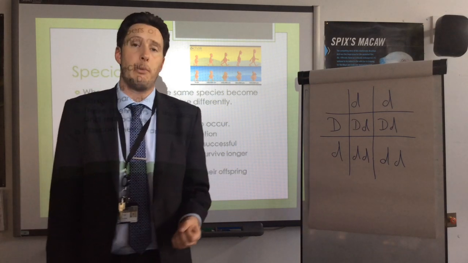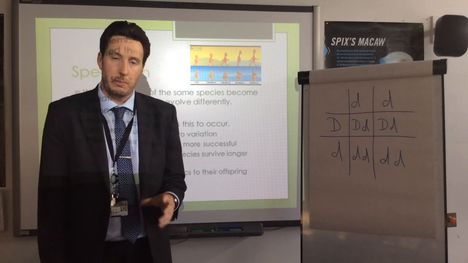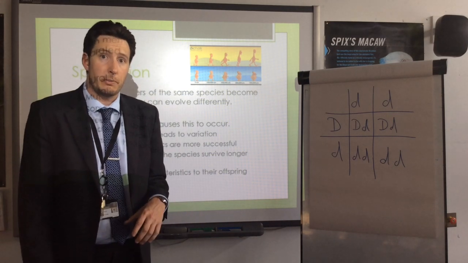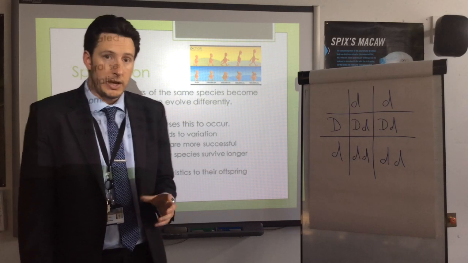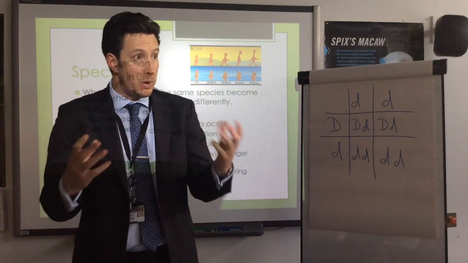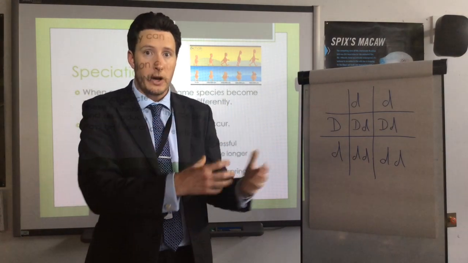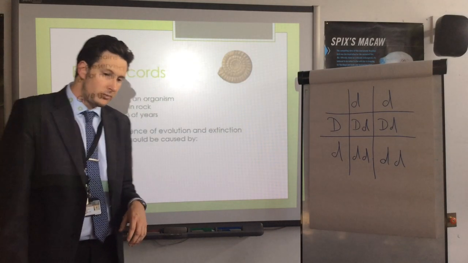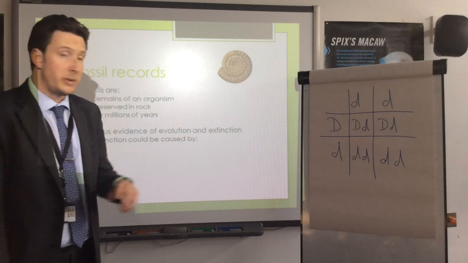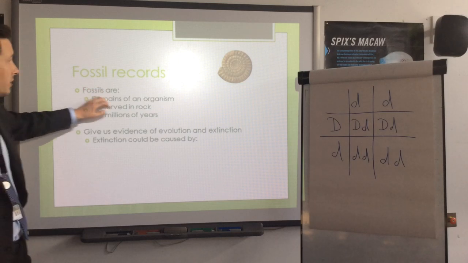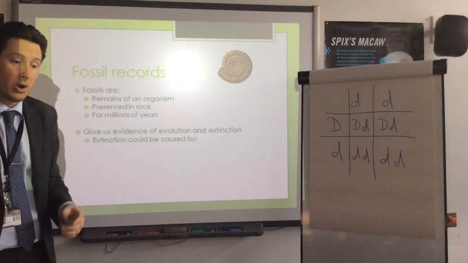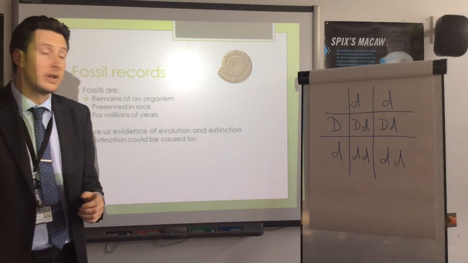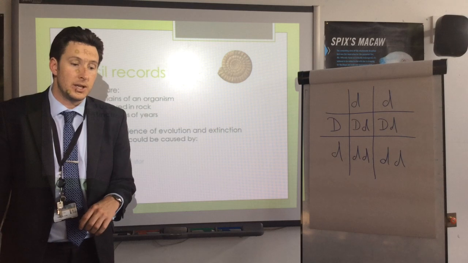Eventually, we know it's become a new species because the definition of a new species is when they can no longer breed with members of the old species. So that's when it's become a new species, when it cannot interbreed and produce fertile offspring with members of a different species. Okay? And how we can tell things evolved is we look at fossil records. A fossil is the remains of an organism preserved in rock for millions of years, and we can use it to find evidence of how things evolved, and also maybe how things go extinct.